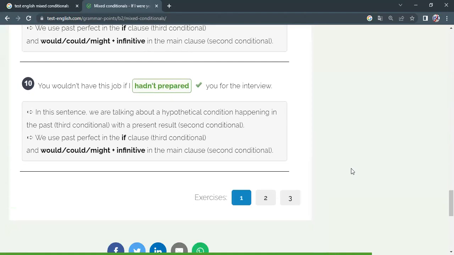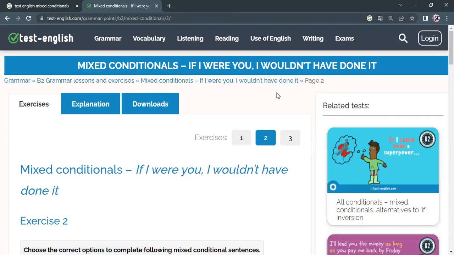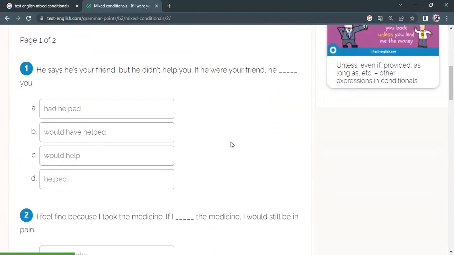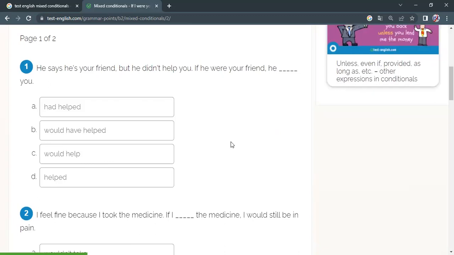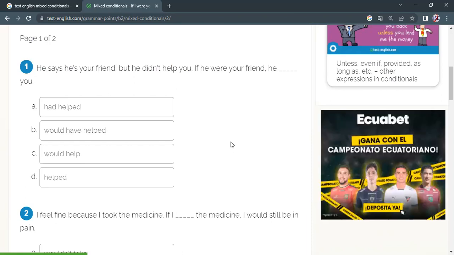Let's go to page number 2. Remember, second, third, third, second. He says he's your friend, but he didn't help you. If he were your friend, but he was not your friend before, he's not your friend now. Second conditional, third conditional.